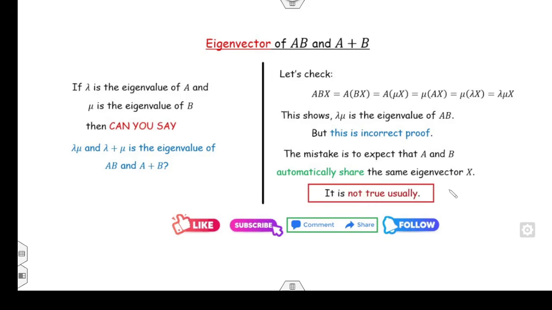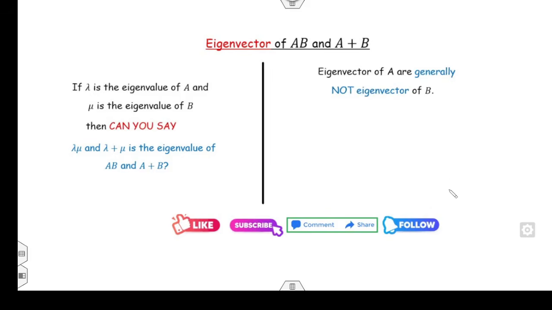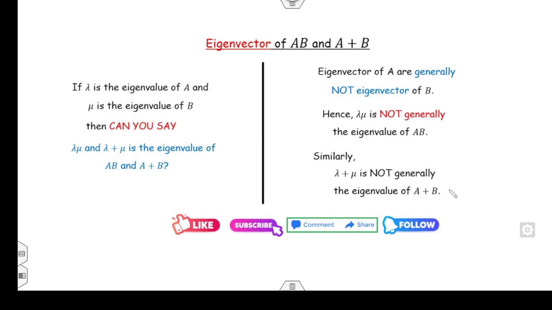For example, I will tell you an example. So that means lambda mu is not the eigenvalue of AB. Similarly, you can prove that lambda plus mu is not the eigenvalue of A plus B. ये सिर्फ इसीलिए हुआ है because A and B are two different matrices.